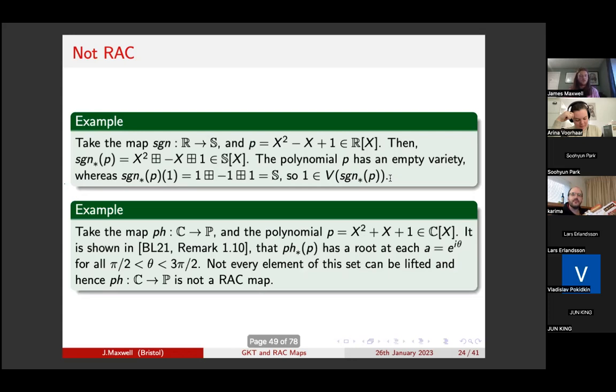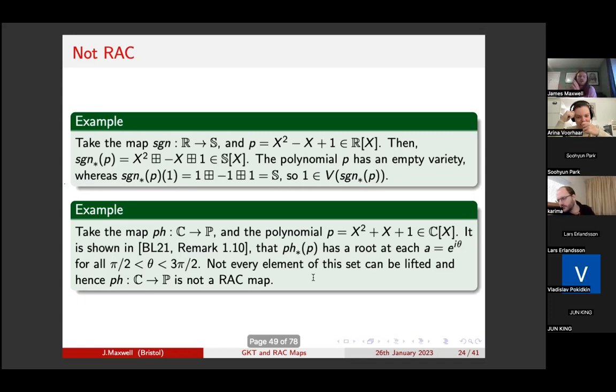Another example of this is taking the map from the complex numbers to the phase, because when we were initially looking at this, we thought the real numbers aren't algebraically closed, so maybe there's something that might help by looking at an algebraically closed field to a hyperfield. And again, taking a similar polynomial, so x squared plus x plus 1 over the complex numbers, then it's actually shown in work by Matt Baker and Oliver Lorscheid that the push forward of this polynomial has a root for each a equal to e^(i theta), where theta varies between this interval here. So it actually has infinitely many roots in this interval.